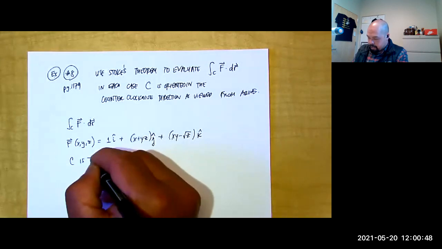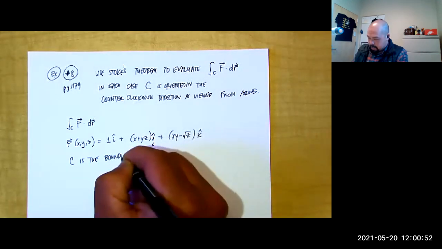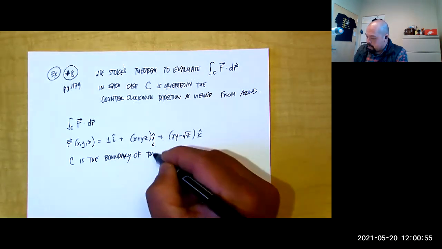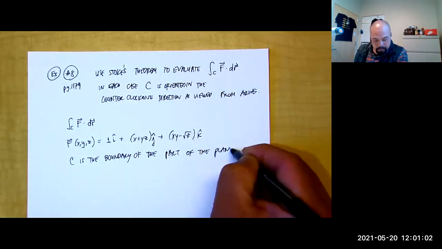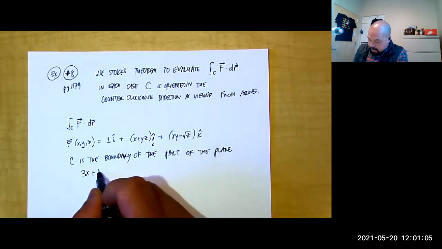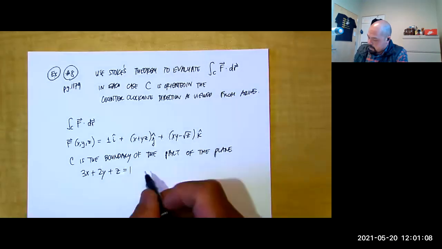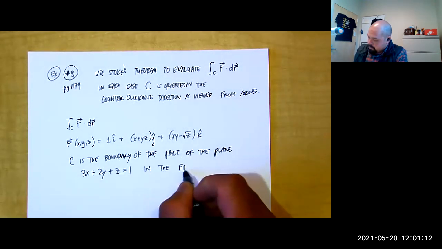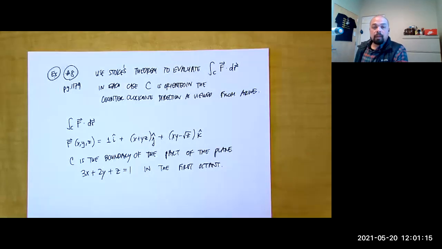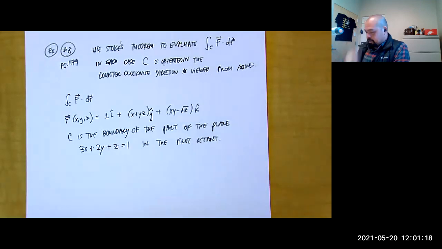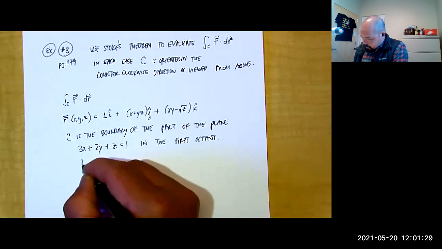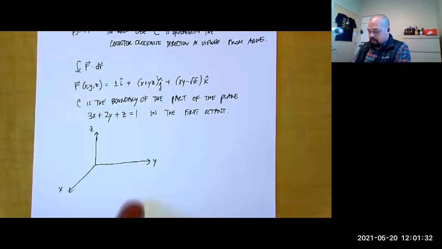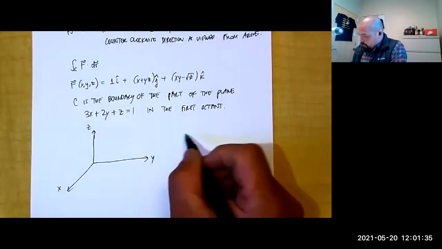And then C is the boundary of the part of the plane 3x plus 2y plus z is equal to 1, in the first octant. Okay. All right, so let's first check out this plane. Okay. We're in the first octant, right? So all positive values for x, y, and z.